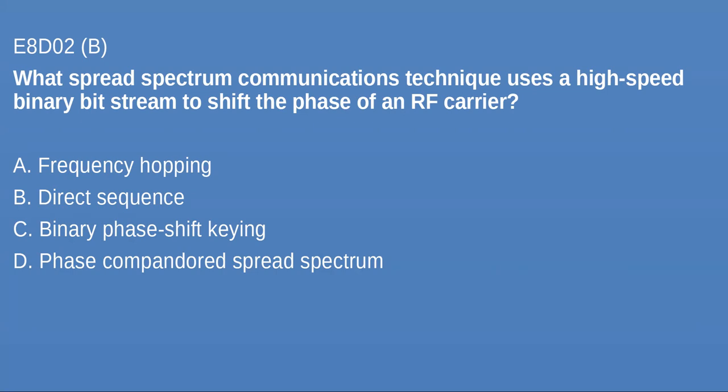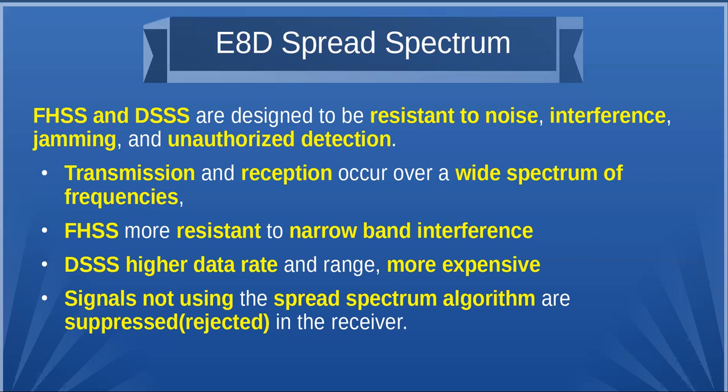What spread spectrum communications technique uses a high-speed binary bit stream to shift the phase of an RF carrier? Let's see. Right. Because that one's phase shift, the other one's frequency shift. They're both designed to be resistant to noise, interference, jamming, and unauthorized detection, which is how they were originally developed.